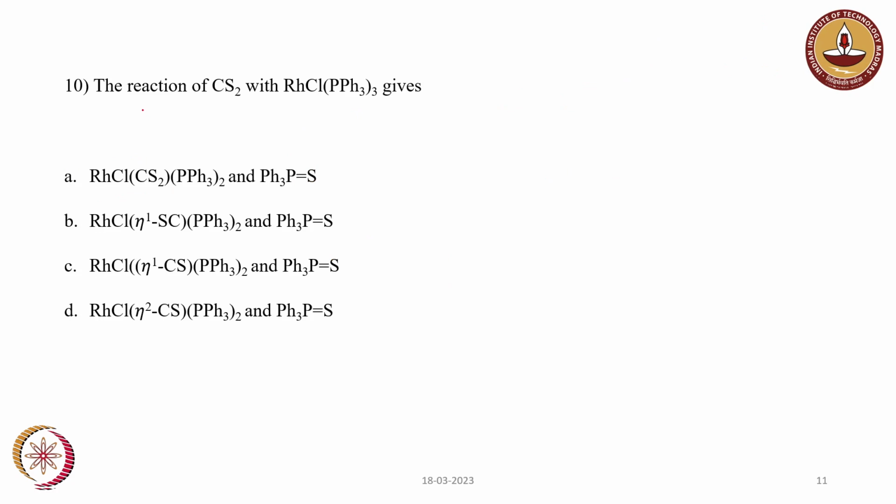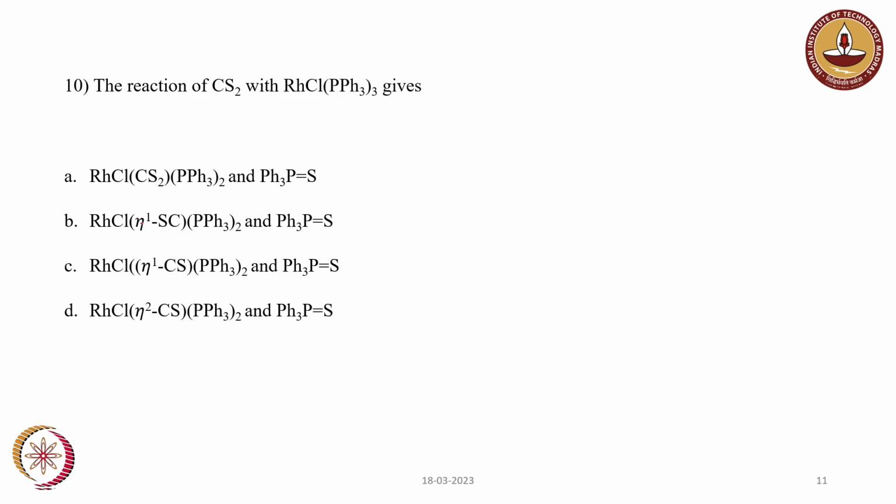Next question is the reaction of CS2 with RhCl(PPh3)3 gives. Option A is RhCl(CS2)(PPh3)2 and PPh3 double bond S. Option B is RhCl(eta 1 SC)(PPh3)2 and PPh3 double bond S. Option C is RhCl(eta 1 CS)(PPh3)2 and PPh3 double bond S. And option D is RhCl(eta 2 CS)(PPh3)2 and PPh3 double bond S.